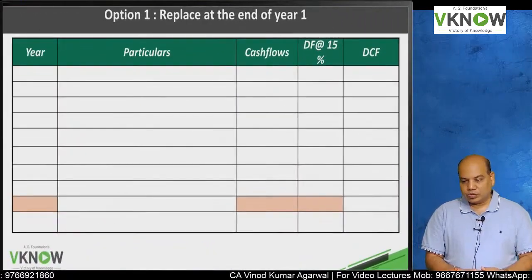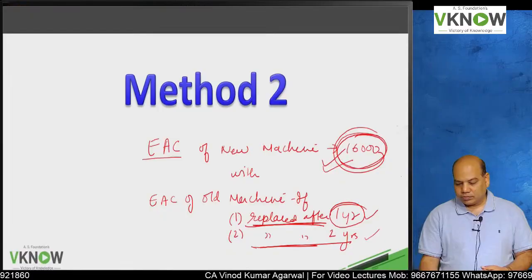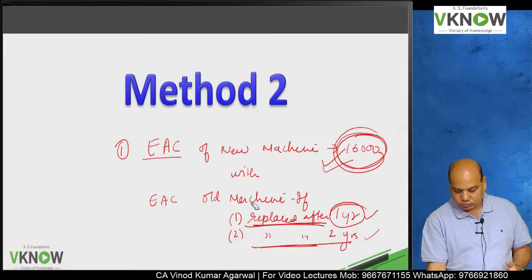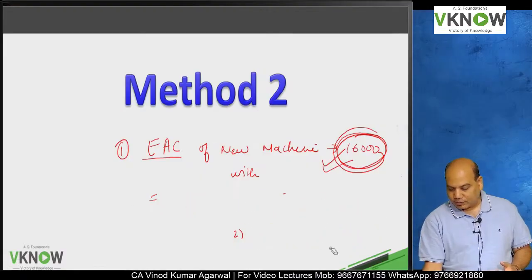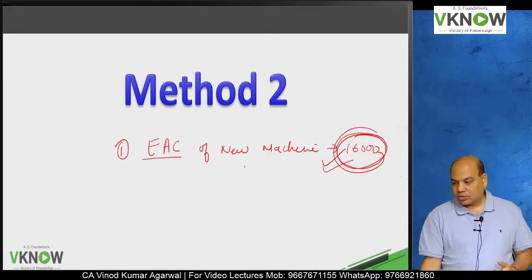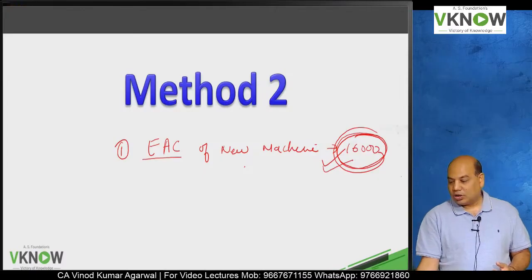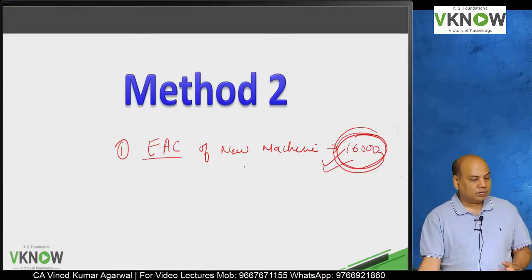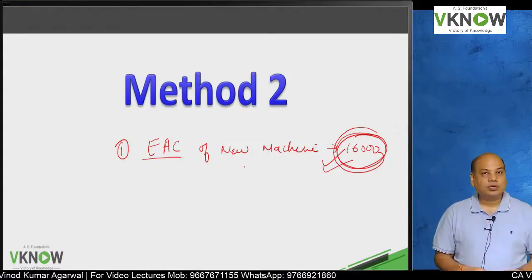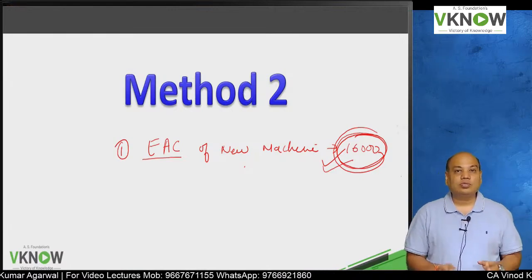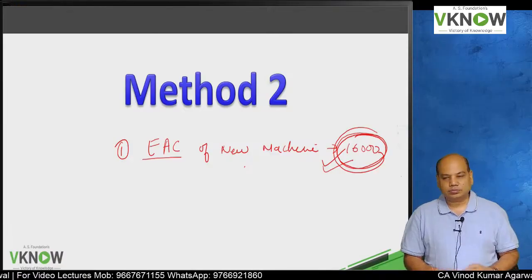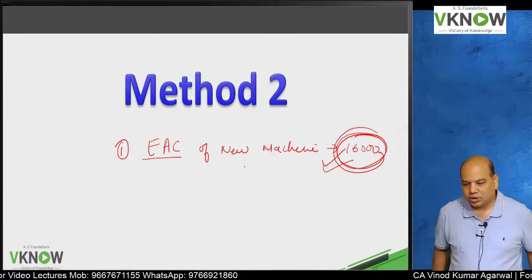So before writing option 1, first write down point number 1, EAC of new machine, in bracket already calculated, is equal to 16,000. In the exam, don't write already calculated. You will have to calculate the EAC of the new machine first. Okay, 16,000.